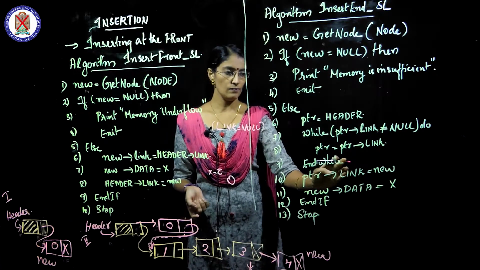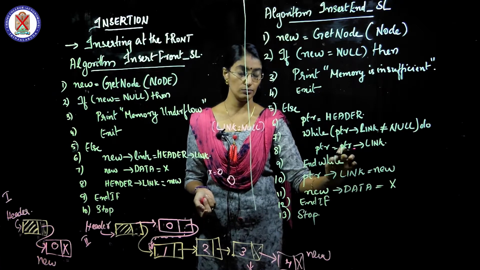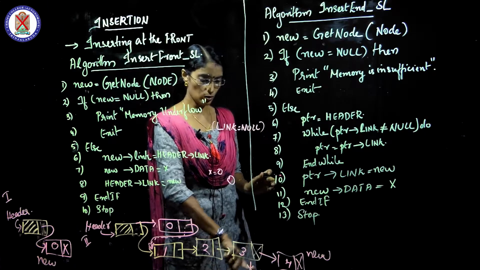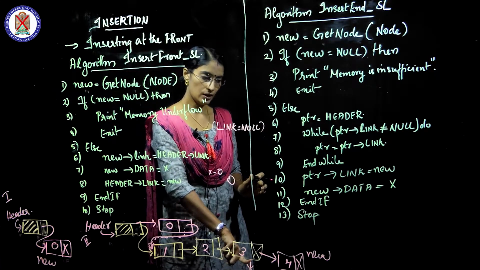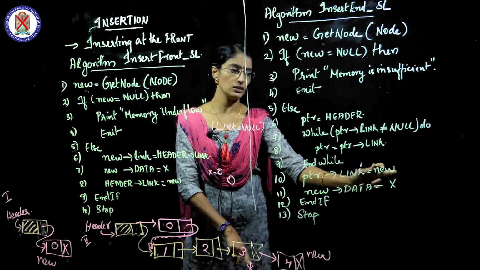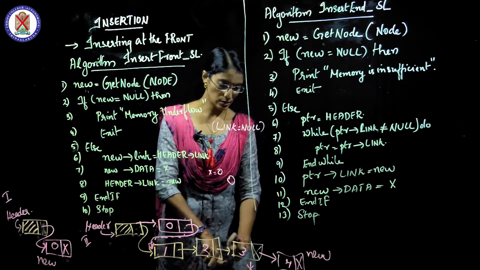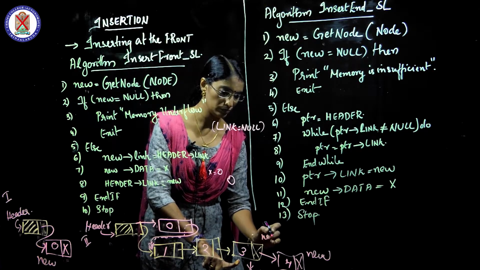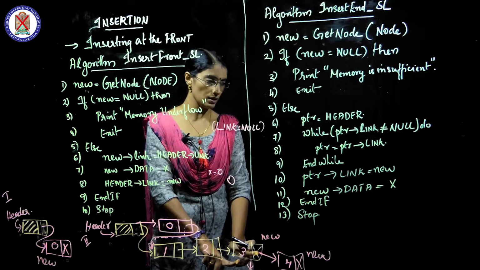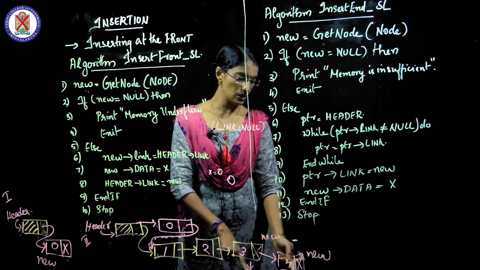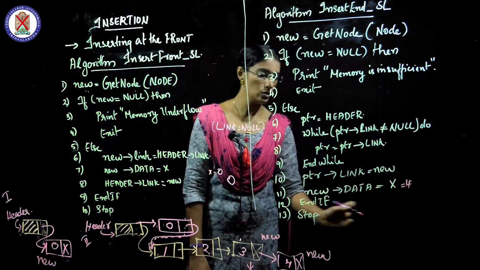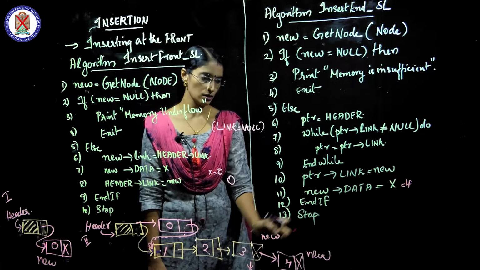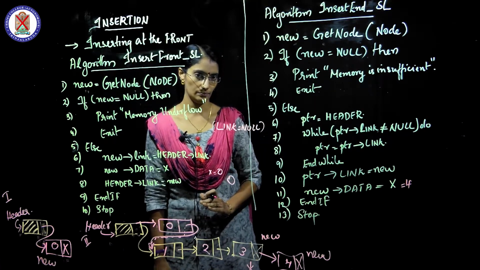When the while condition exits, it will have reached the last node, and that node is known as PTR. Now what is the next statement? PTR of link is given new, meaning since this is the last node, its link part is given the value of new. That is, the new node's address is given to the last node. Data part of new is given x. In this example, x is equal to 4. And we have the connection established. The new node has been inserted at the last, and the algorithm stops here, right?